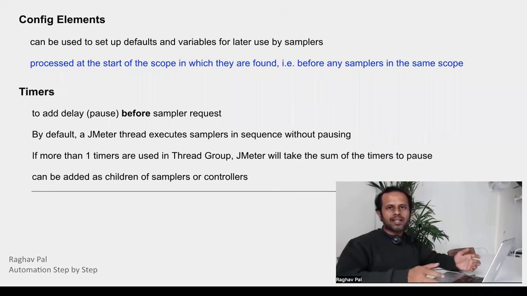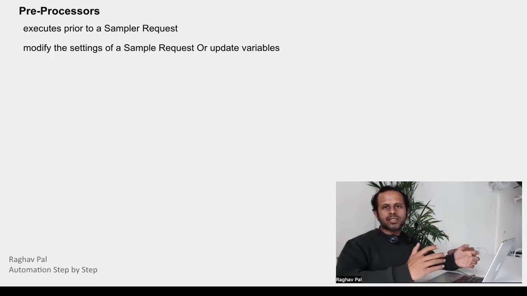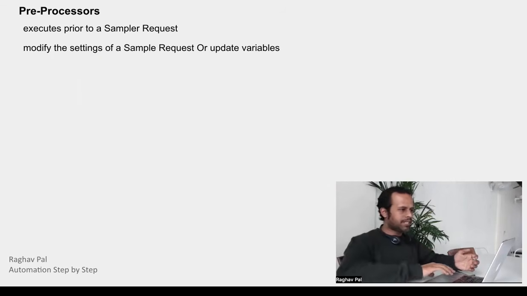And again, it can be added as children of the samplers. Now coming to preprocessors and post-processors. As the name suggests, preprocessors are the elements that will be executed before the sampler request, and post-processors will be executed after the sampler request.